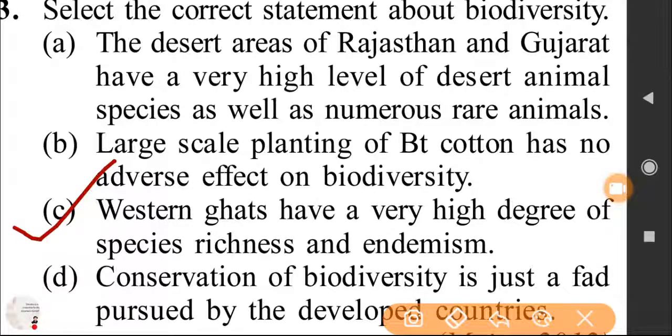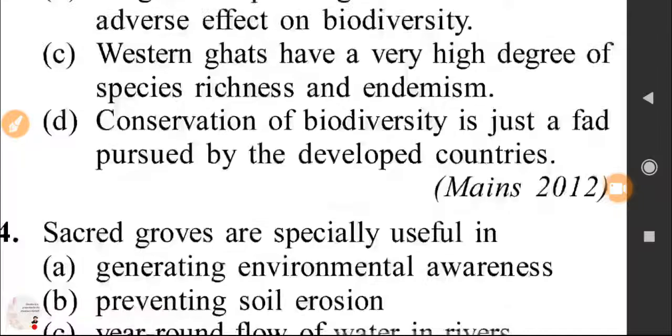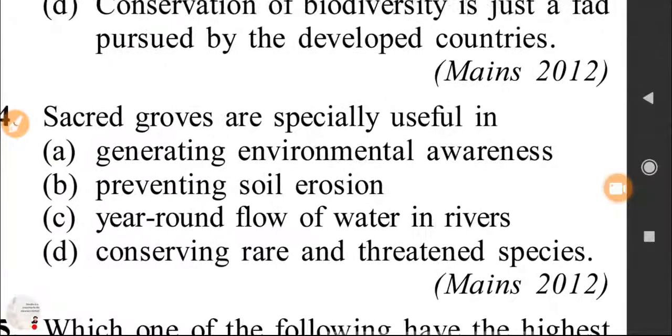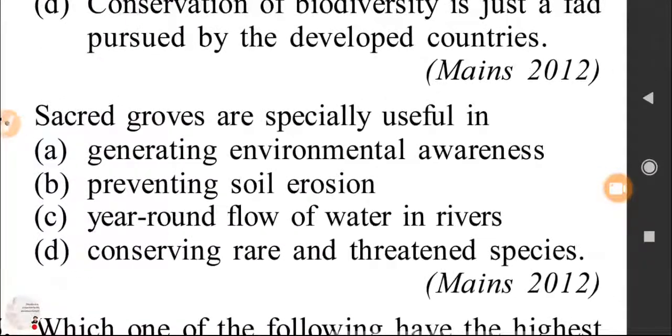Next is, sacred groves are especially useful in. How are sacred groves useful? They help in conserving rare and threatened species. As I already told you, it is also an example of in situ conservation, where rare and threatened species are cultivated.